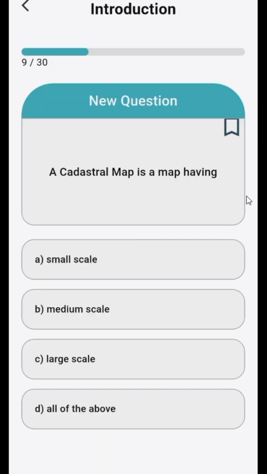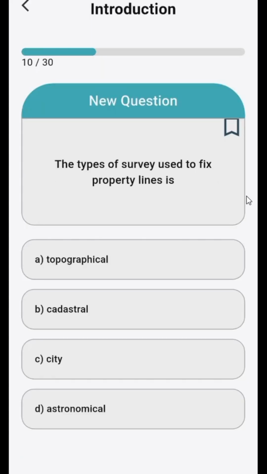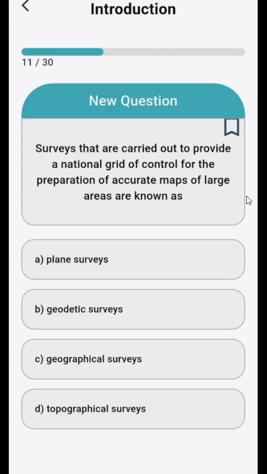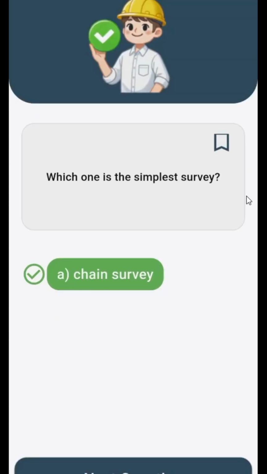A cadastral map is a map having (A) small scale, (B) medium scale, (C) large scale, (D) all of the above. The type of survey used to fix property lines is (A) topographical, (B) cadastral, (C) city, (D) astronomical. Surveys that are carried out to provide a national grid of control for the preparation of accurate maps of large areas are known as (A) plane surveys, (B) geodetic survey, (C) geographical surveys, (D) topographical surveys. Which one is the simplest survey? (A) Chain survey, (B) compass survey, (C) plane table survey, (D) leveling.